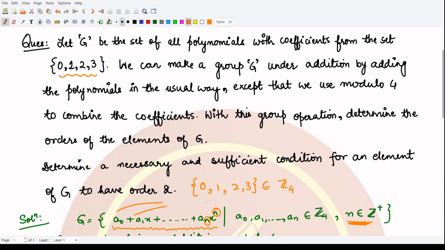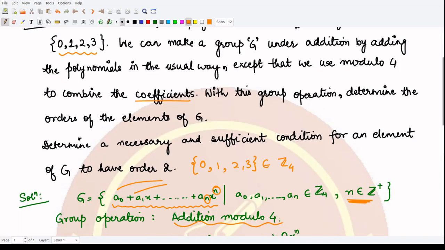This is how they have taken the coefficients of these polynomials, and we are multiplying the polynomials in the usual way, except that we use modulo 4 to combine the coefficients. So the group operation here is addition modulo 4. If you add 3x square plus 2x square, you get 5x square, but 5 is not present here, so you have to calculate mod 4 of it. When you divide 5 by 4, you get 1 as the remainder, so the answer is 1x square. This is how you perform the operation here.